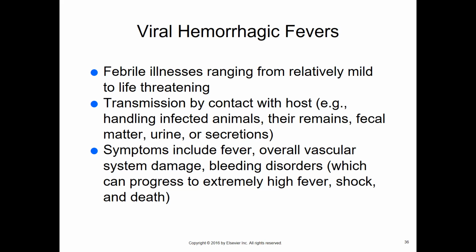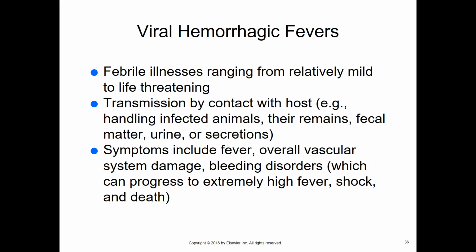All of these types of fevers are characterized by the following: fever, overall vascular system damage, and a bleeding disorder, which can progress to high fevers, shock, and death. The viruses that cause these viral hemorrhagic fevers are scattered over the world. Each virus is associated with one or more specific host species, and so the virus and the associated disease would be limited to that geographic area where that host species lives.